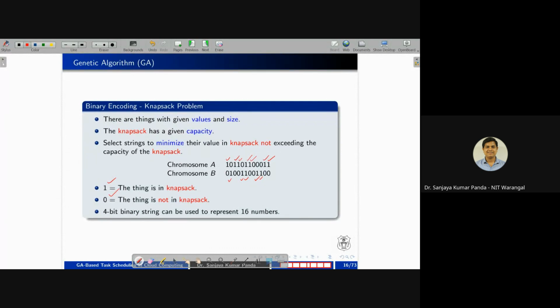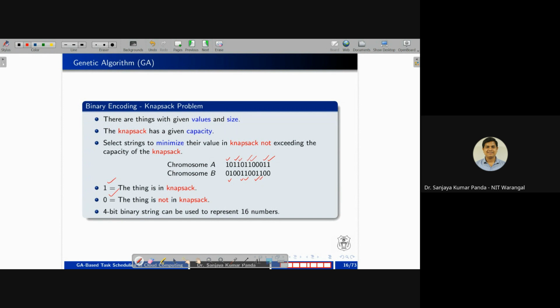But if the overall capacity is not exceeding, then you can take as many items as possible. So chromosome A is providing a solution. Chromosome B is also providing a solution. Maybe in chromosome A's case, let's say the value is more, but in chromosome B's case the value is not more, right? That type of conclusion you can make. But every chromosome or population is giving you a solution.